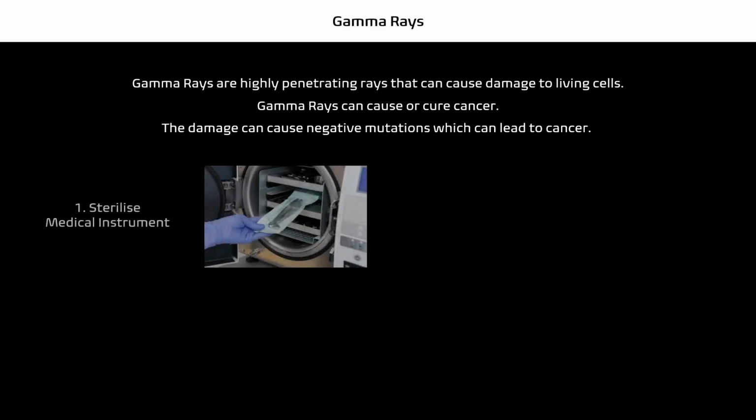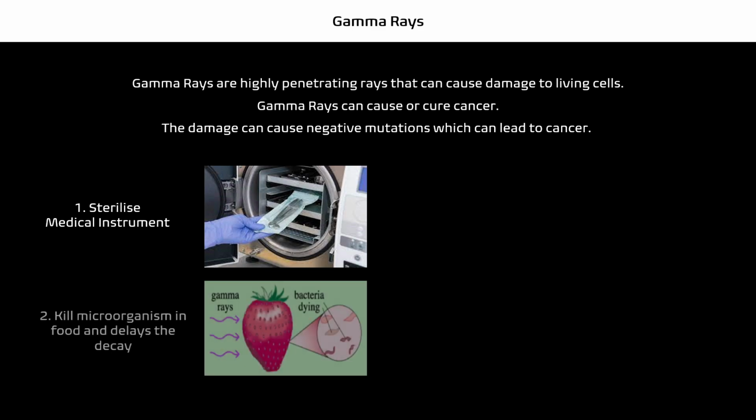But there are actually some good uses of gamma rays as well, which is practiced in the medical industry widely. First of all, gamma rays are used to sterilize medical instruments because they can kill all sorts of bacteria on your equipment or your instrument. Now, the second thing is food. Okay, so gamma rays can kill microorganisms in food, such as tiny bacteria and all that. So it will delay the decay of your food, as you can see in the picture.